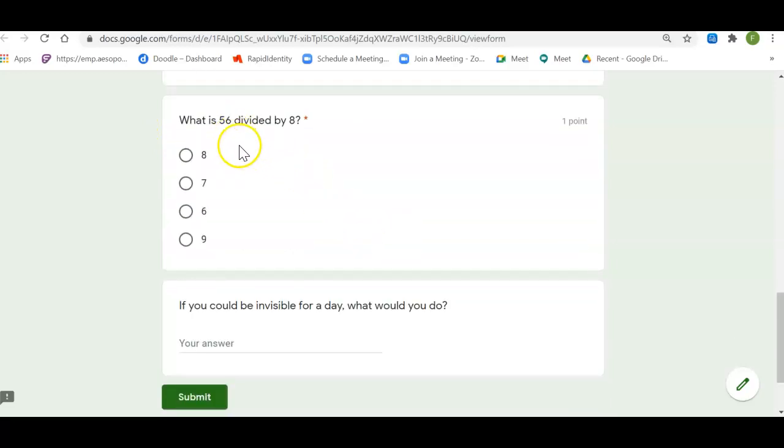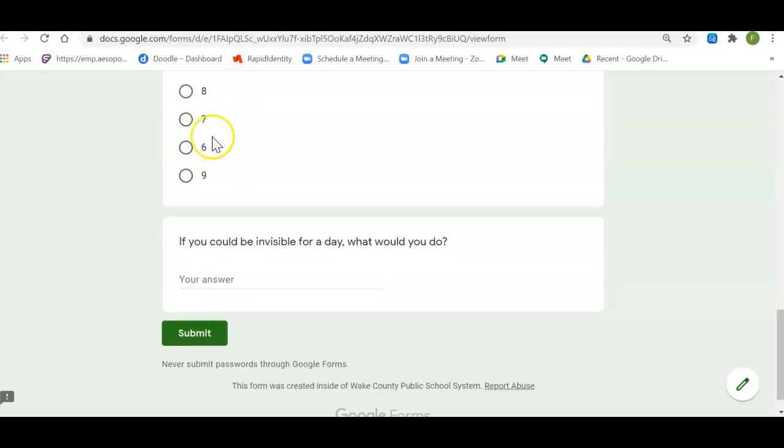Next, what is 56 divided by 8? That's another one you're going to be solving in your notebook. Remember, we are not using calculators. Solve it in your notebook, and then choose your correct answer here. Lastly, if you could be invisible for a day, what would you do? Just type a short sentence here, or you can type it in a few words. Once you finish that up, go ahead and submit it.